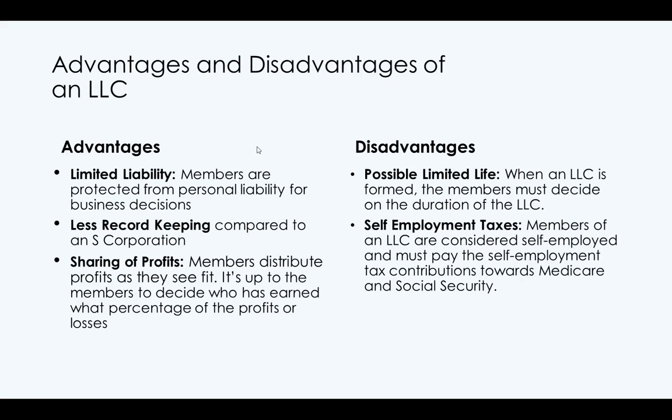Some advantages is that members are protected from personal liability, so they can't be found at fault for anything that goes wrong. There's less record keeping than an S corporation. And members distribute profits as they see fit. It's up to the members to decide who has earned what percentage of all profits. So they have some leeway in deciding those types of things.